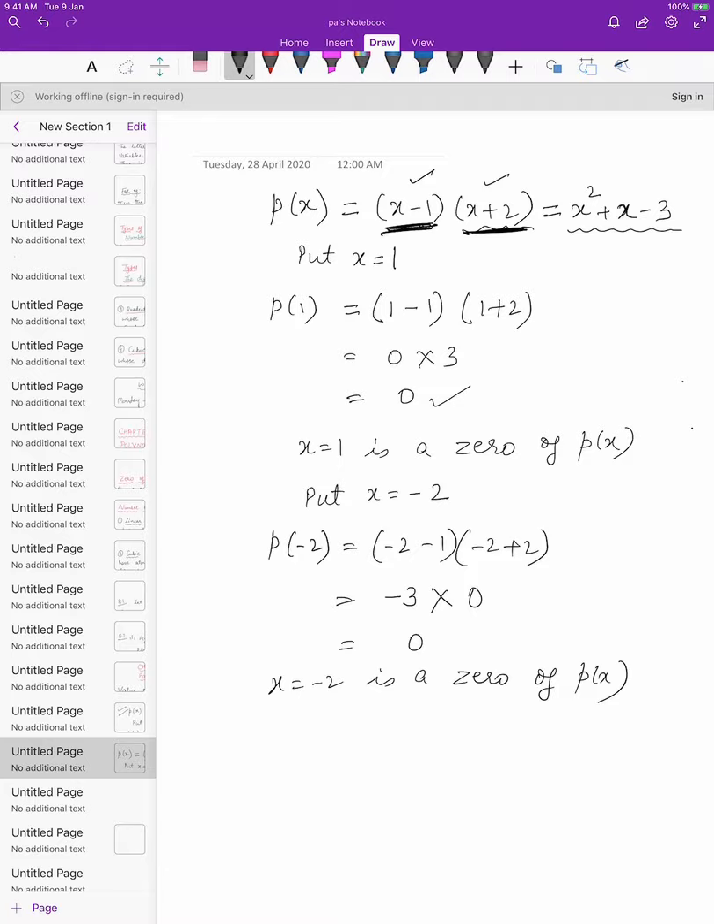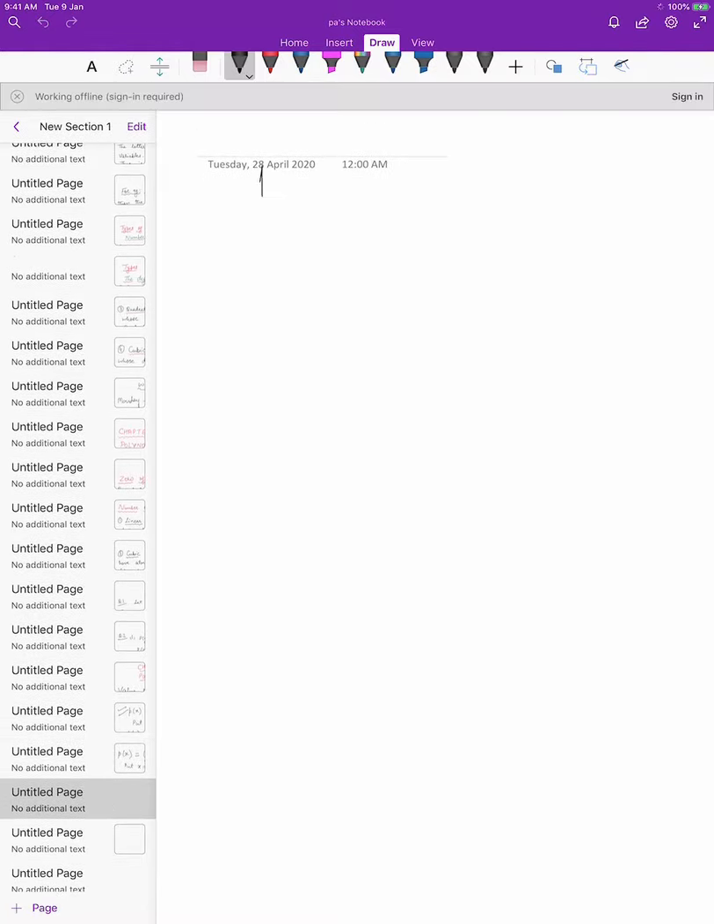So what we do is, whenever there is a quadratic polynomial, we first try and write it in the factorized form. And then by looking at the factors, we can easily make out what is the 0 of the given polynomial. Now let's take one more example. Say p(x) is equal to (x plus 3) into (x minus 4).